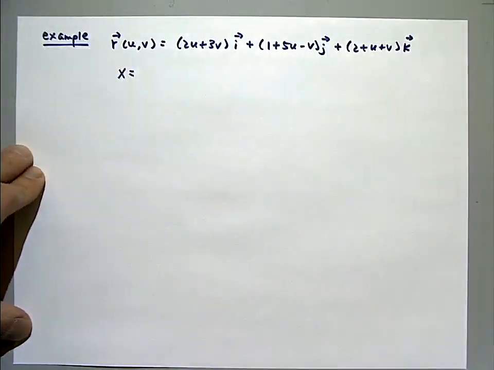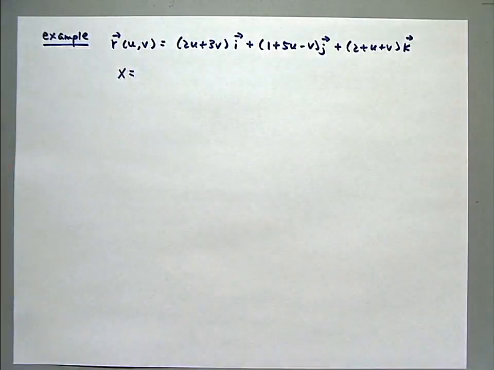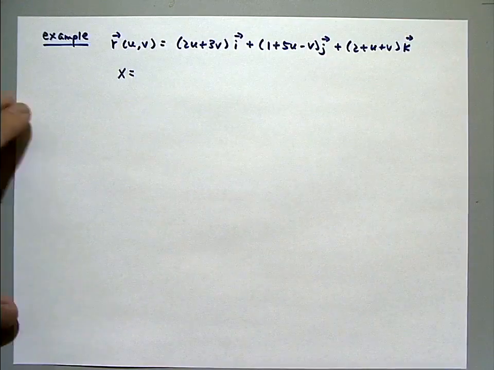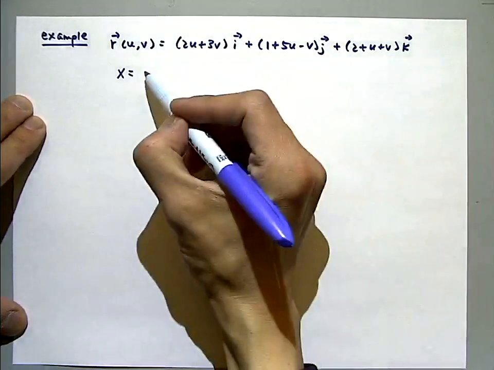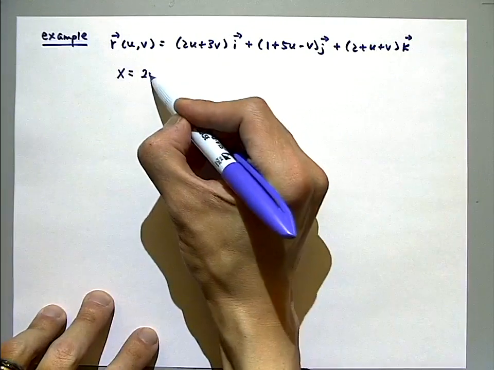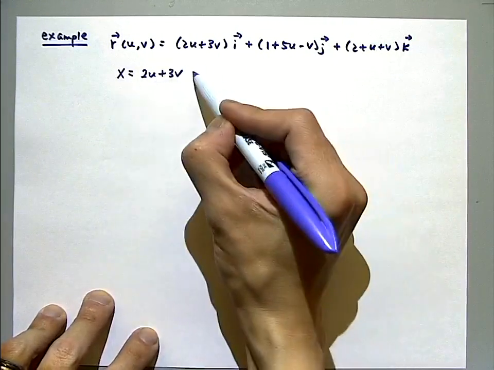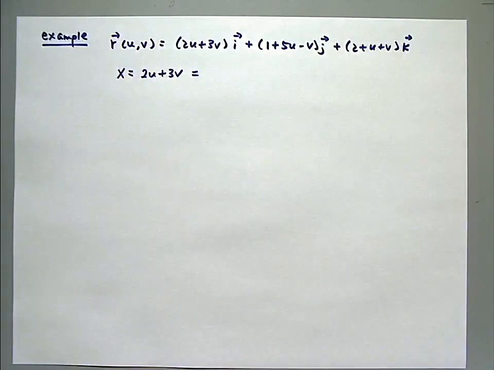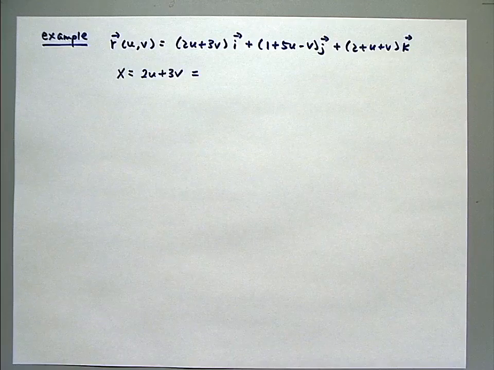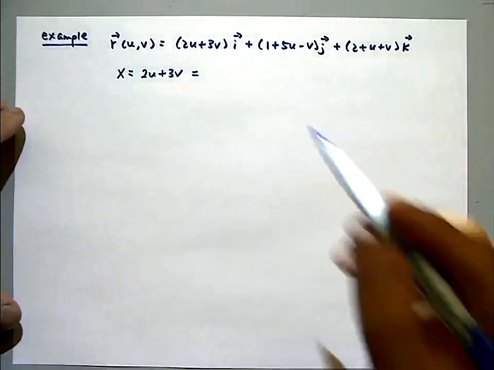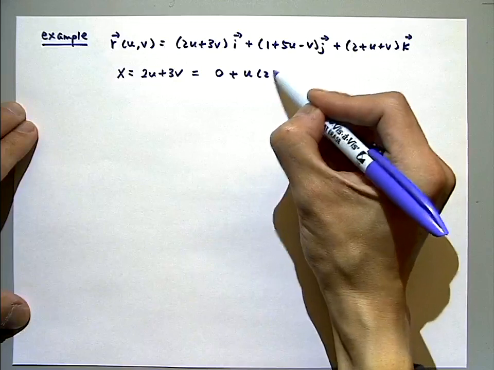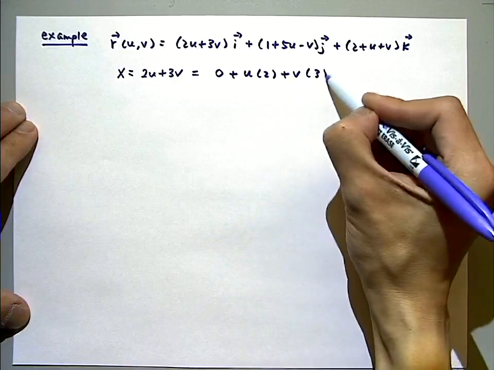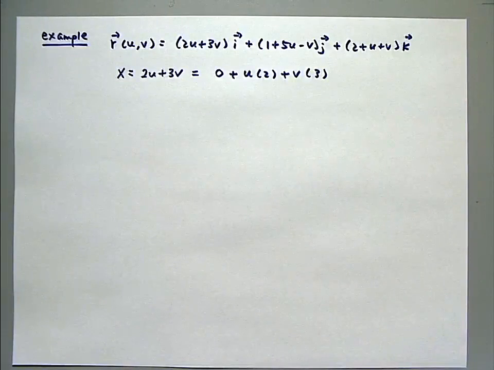If you have trouble recognizing these things, just like with other surfaces, break it down into the components and see what you can do with them. So let's look at the x component of this surface. The x component is 2u plus 3v, right? Now we're going to write this in the form on the last page, at the bottom of the page: x sub 0 plus u a1 plus v b1. So I'm going to write this as the number 0 plus u times 2 plus v times 3, in the same form that we saw on the last page.